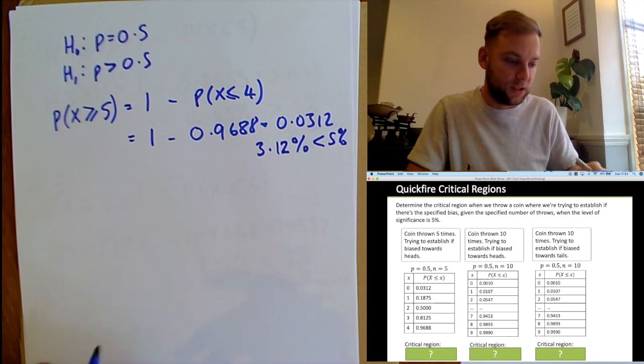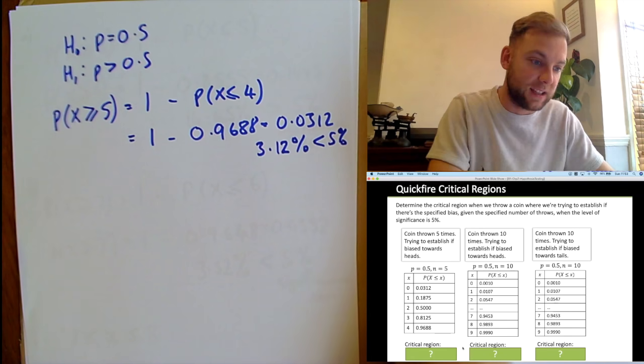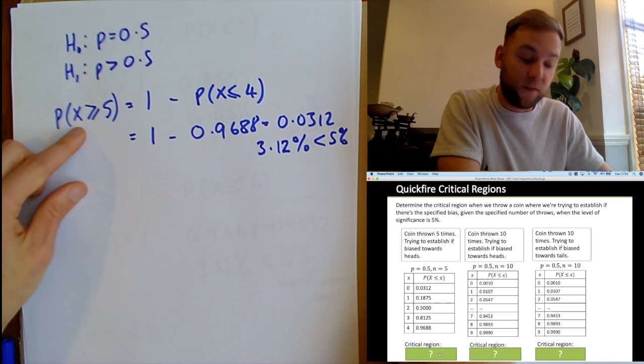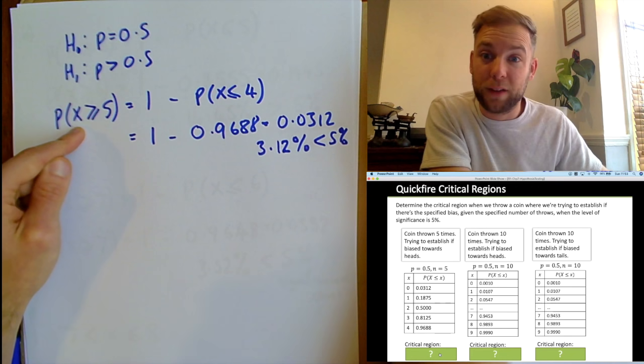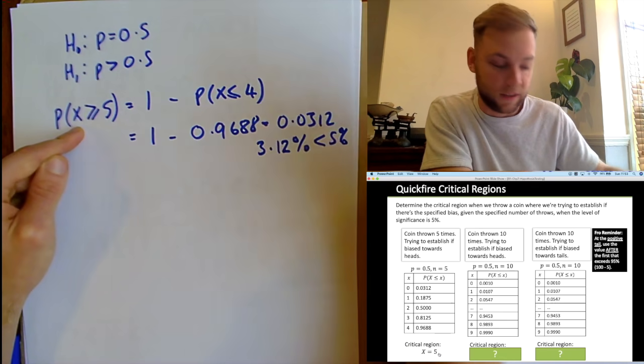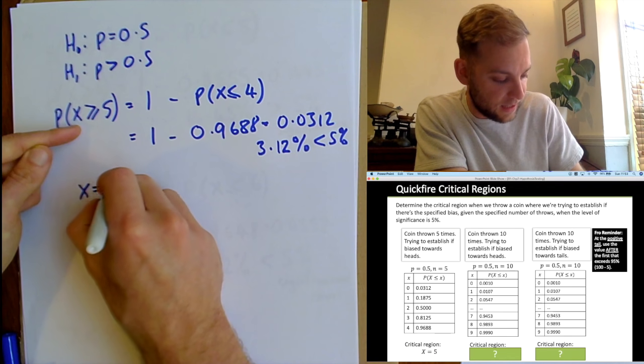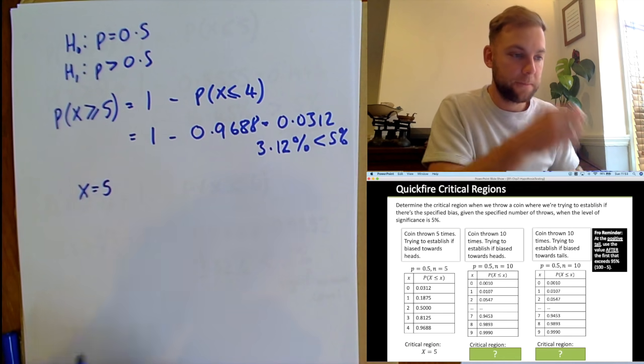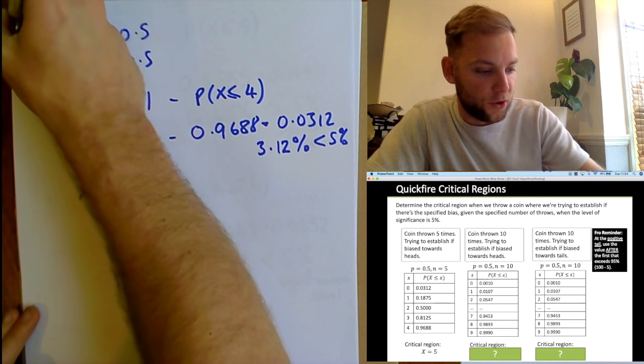So that's our critical region. In this case, our critical region would be anything which is 5 or above. But because I'm only doing it 5 times, it means that it's just going to be equal to 5. So our critical region in this case is 5. Okay. That was our first one, part A.